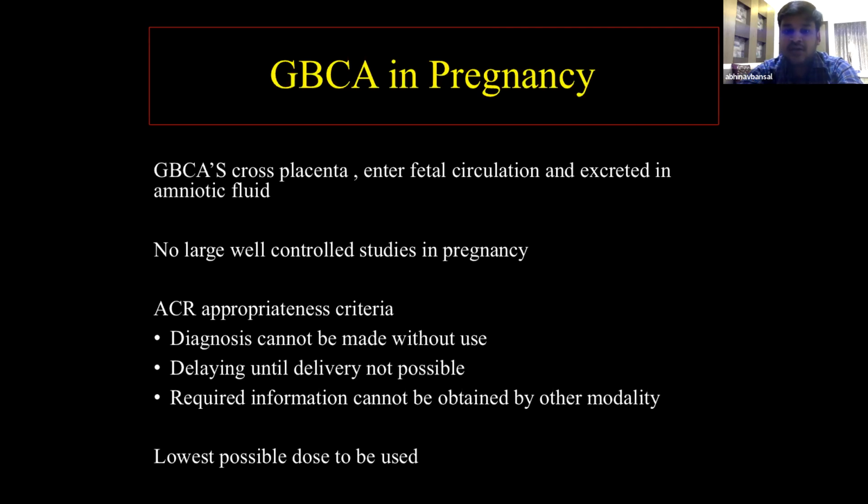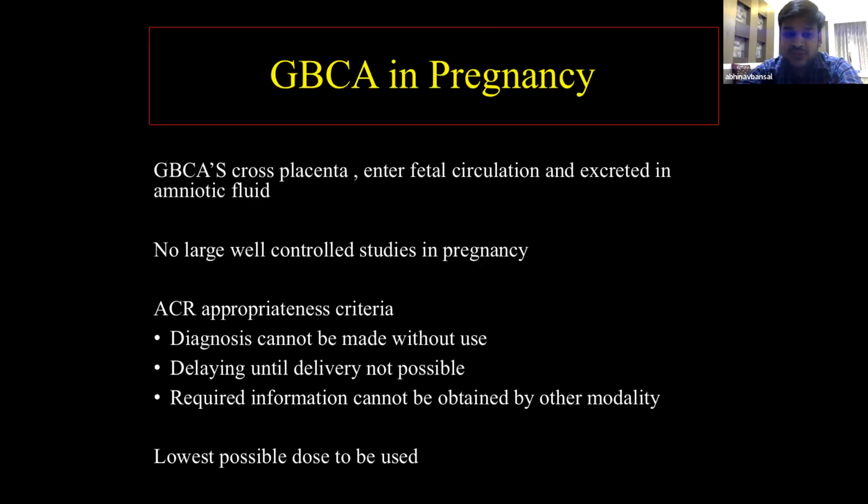However, it is still recommended to avoid contrast agents whenever possible. Also, if at all required, the lowest possible dose should be used. According to the ACR appropriateness criteria, it should be done only in conditions when the diagnosis cannot be made without the use of a contrast agent.